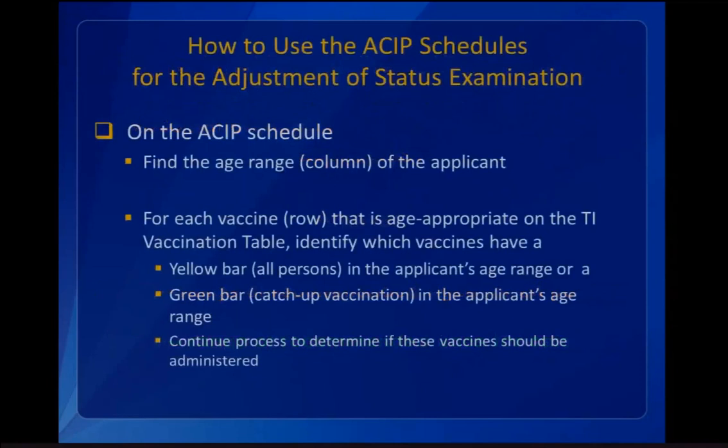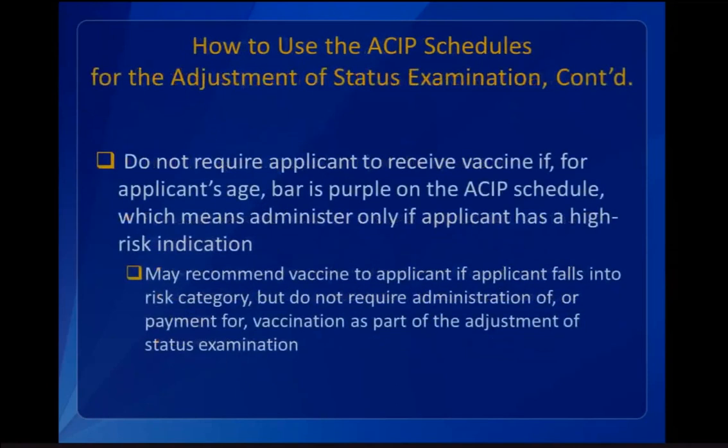So on the ACIP schedule, you find the age range, so that's the column, and then for each row, you identify which vaccines for that particular age have a yellow bar or have a green bar. Or which cell is green, which cell is yellow. And then you continue the process to determine if these vaccines should be administered. And if you happen to see a purple bar there, again, it means administer only if the applicant's high risk. You don't need to do that, but please do advise them that they would need a vaccine if they haven't already received it.